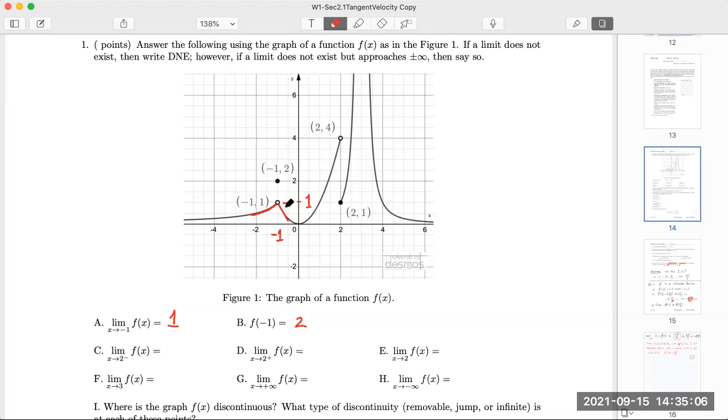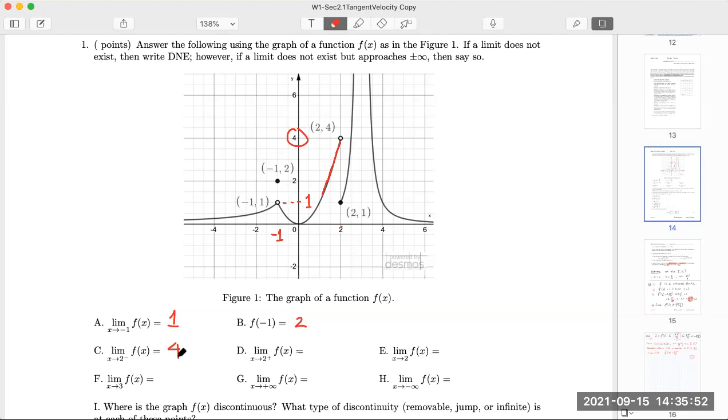Then, what is the limit when x approaches 2 from the left? 2 is right here, right? Then it follows this path. If x comes closer and closer to 2, the path we are following is this range. It approaches this value, and we project it into the y direction. It will be exactly 4.